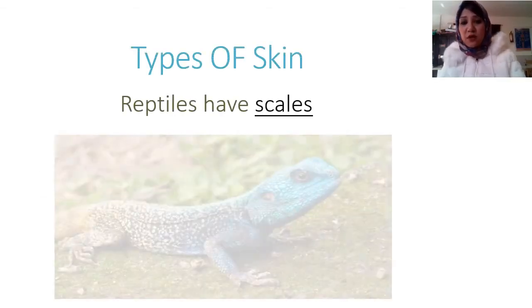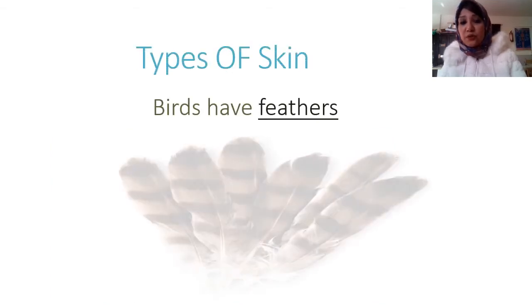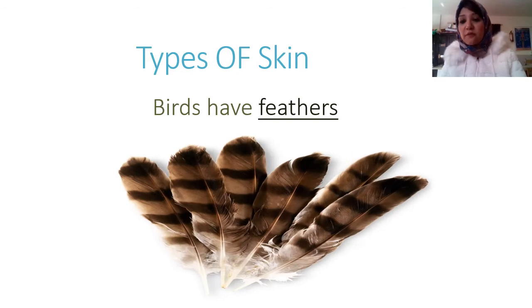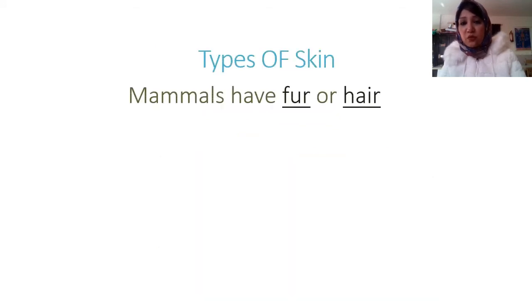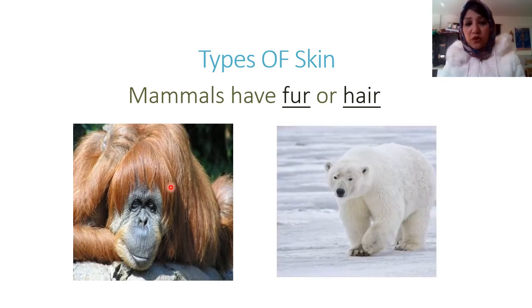What about reptiles? Reptiles have scales. So we have fish and reptiles, and their bodies are covered with scales. What about birds? Birds are covered with feathers. And the last group, which is mammals. Mammals' bodies are covered with hair or fur. Hair like this, fur like this.